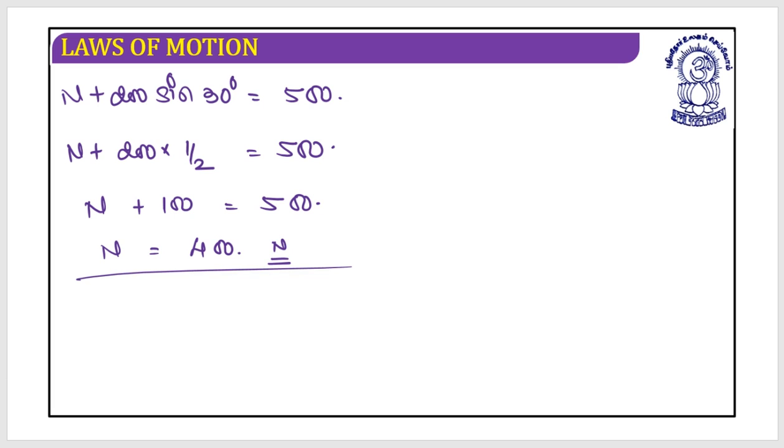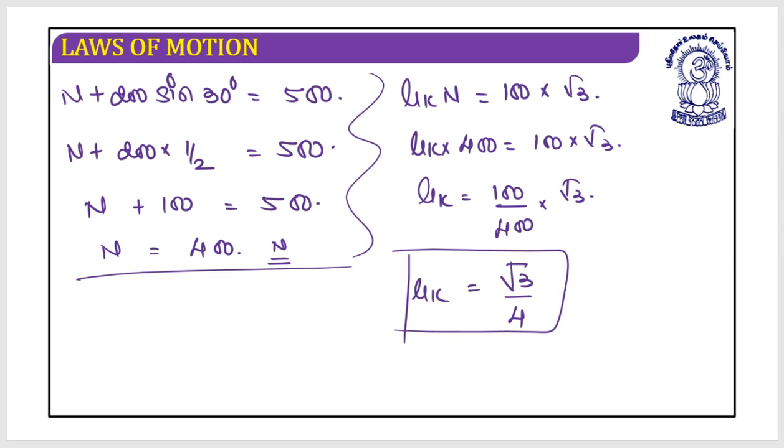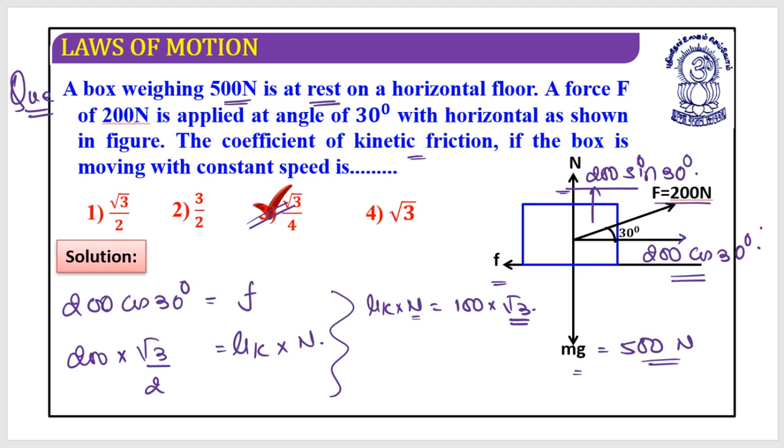Now let's replace the value, mu k into N should be equal to 100 multiplied by root of 3. Now N we have got, it's 400. So mu k, the coefficient of kinetic friction, would be equal to 100 by 400 multiplied by root of 3. It will be root of 3 divided by 4. So this is the coefficient of kinetic friction. This would be the answer.